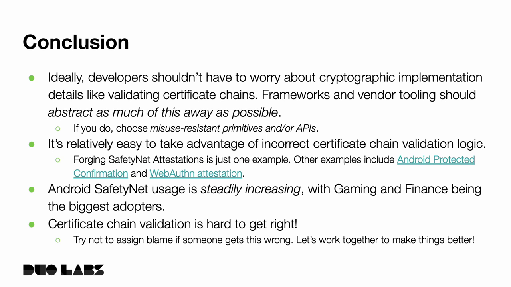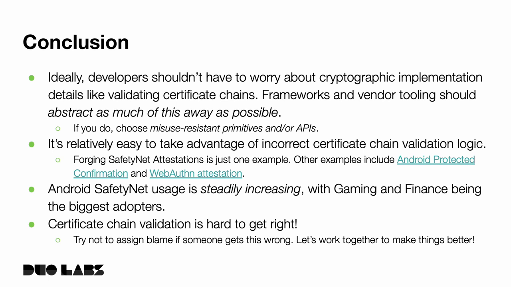Ideally, developers shouldn't have to worry about cryptographic implementation details like validating certificate chains. Frameworks and vendor tooling should abstract this away as much as possible. If you are asking developers to do cryptography and you don't expect them to be cryptographic experts, try to choose misuse-resistant primitives and APIs. It's also relatively easy to take advantage of incorrect certificate chain validation logic, and we have reason to believe that this is a pattern that is implemented in the wild somewhat frequently.